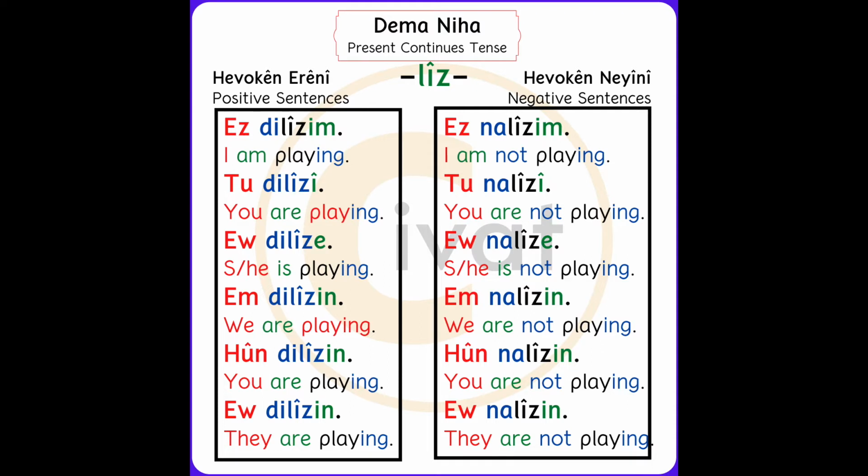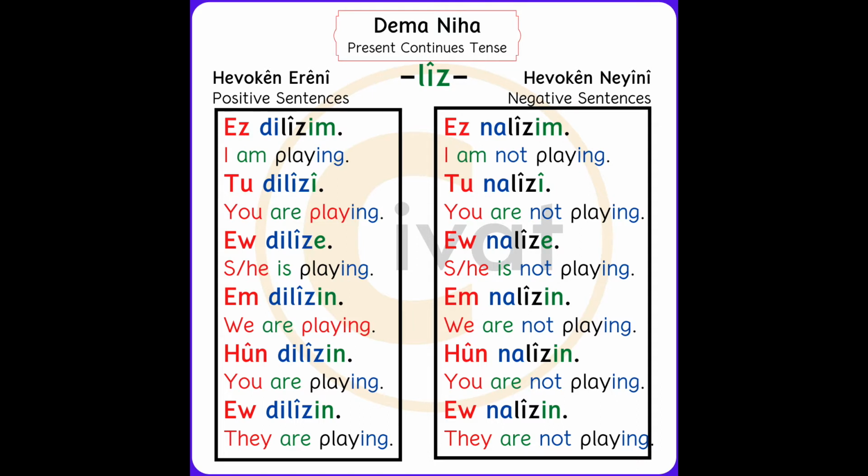Hevoken erini. Positive sentences. As dilizim. I am playing. To dilizi. You are playing. Ev dilize. She is playing. He is playing. Am dilizin. We are playing. Hun dilizin. You are playing. Ev dilizin. They are playing.